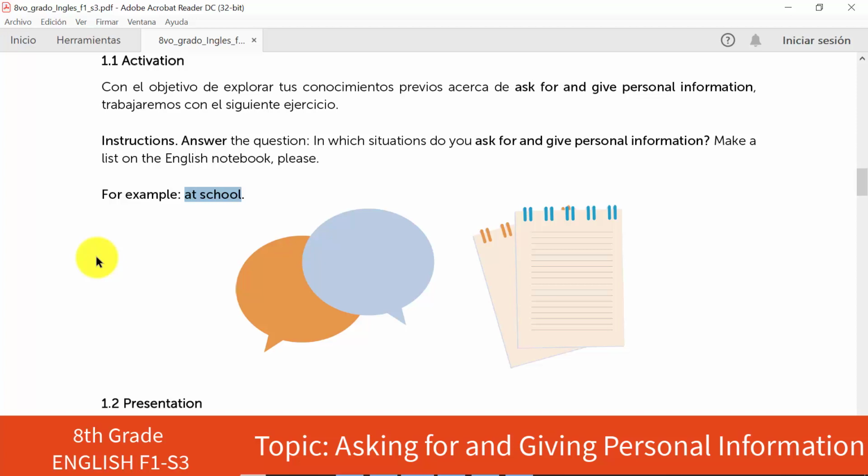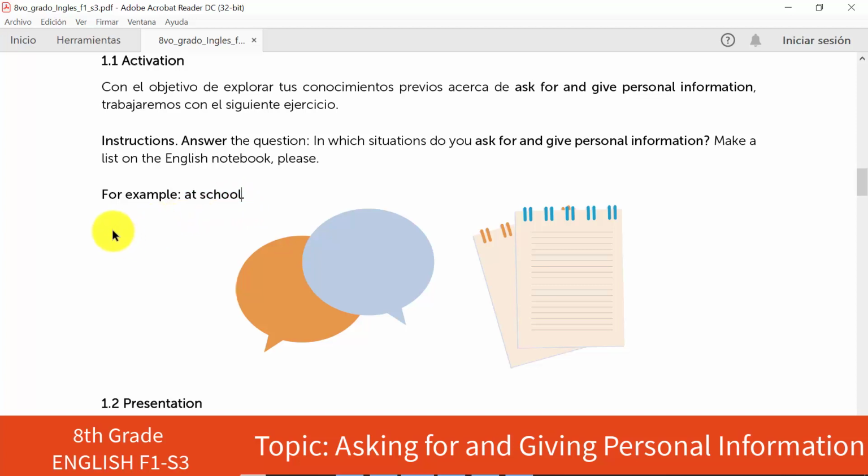Another situation, for example, at work, en el trabajo, yes. At work, when you are going to apply for a job, you are asked for personal information and you give it, okay? Entonces, cuando vas a pedir un trabajo, at work, when you apply for a job, cuando aplicas a un trabajo, te preguntan, you're asked for personal information, okay?